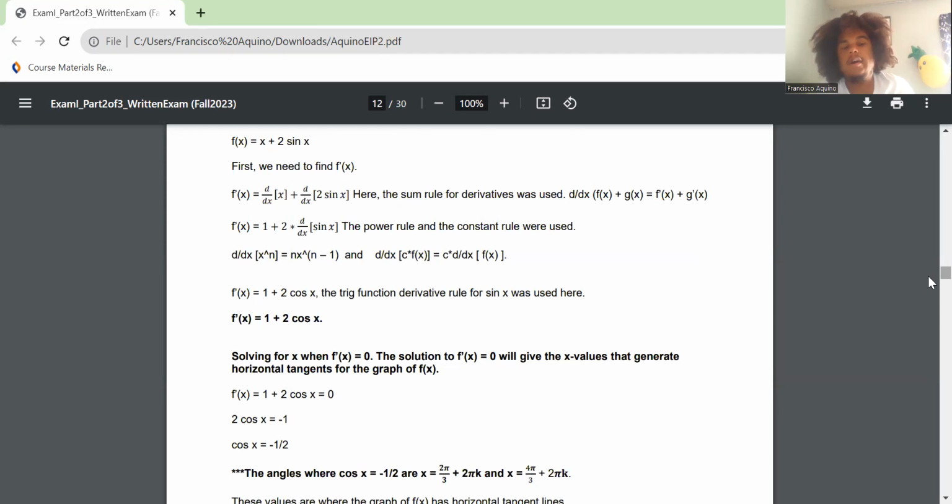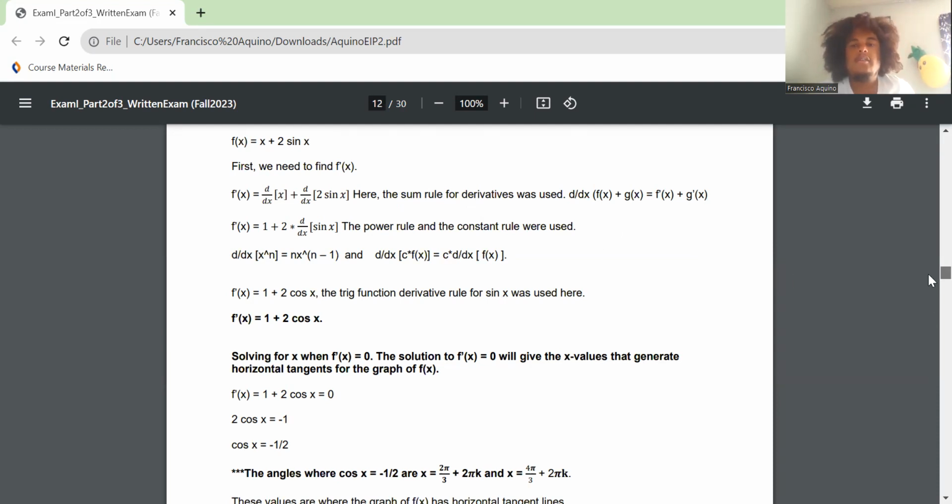Now, the reason why I took these steps is because the derivative of x is just 1 from the power rule, because that x by itself is an implied single power. And then the 2 times sine x, that's a twofold derivative. The 2, that's a constant, so you pull that out using the constant rule. And then the derivative of sine is just cosine x. And then there's your derivative. Finding it was pretty easy.